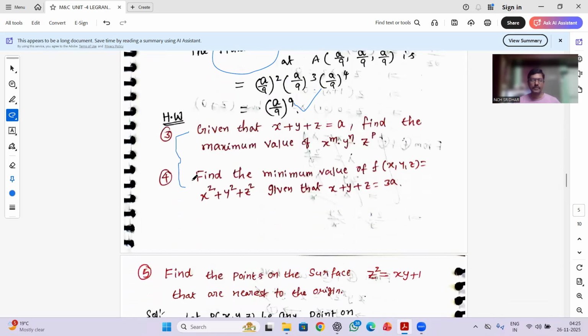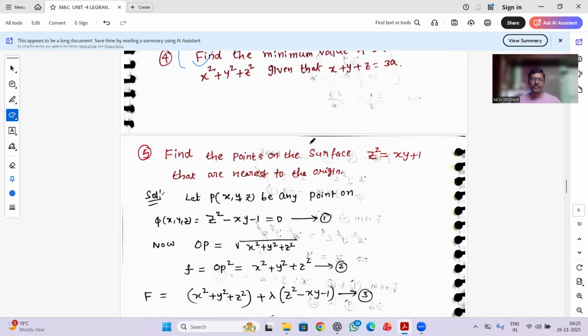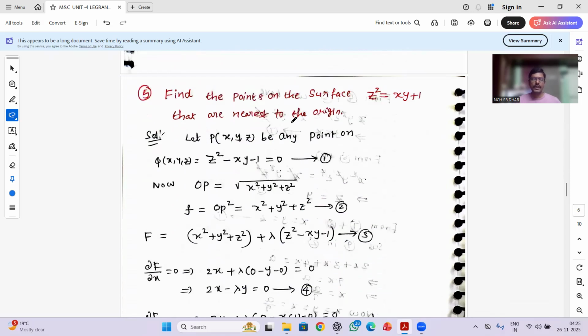Now, students, please do these two problems on your own. I think this problem is very easy. This is also easy, according to the condition. Okay, now this type of problem may also be asked in the examination.